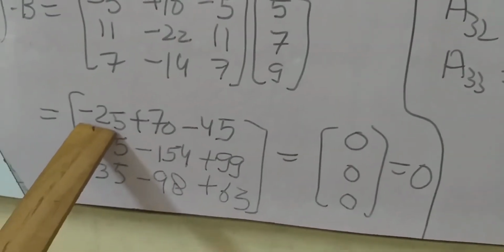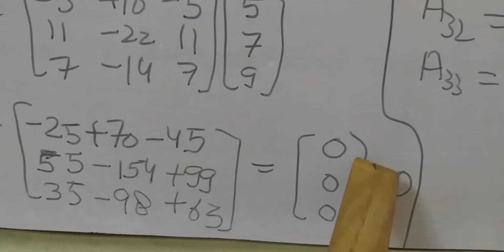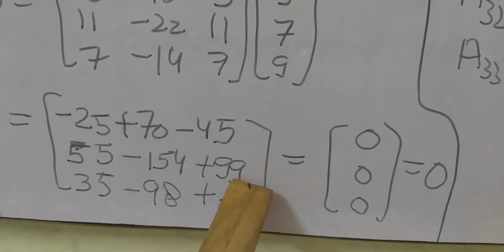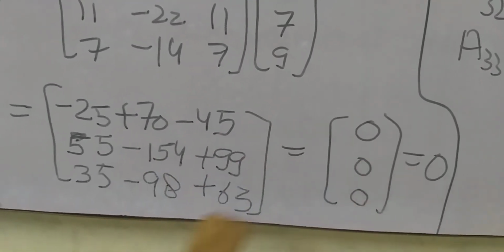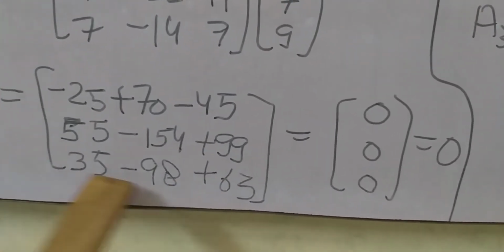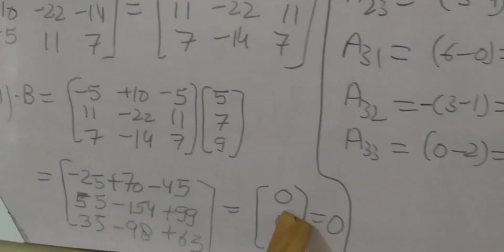Now, students, minus 25 minus 45 plus 70 is 0. 55 plus 99 is 154, and 154 minus 154 is 0. 35 plus 63 is 98, and 98 minus 98 is 0. So adjoint A dot B is coming 0, student.